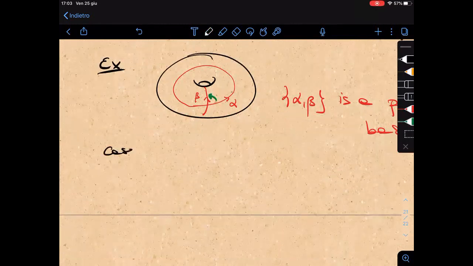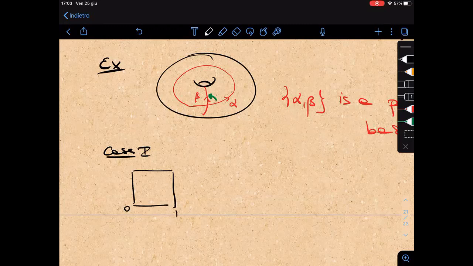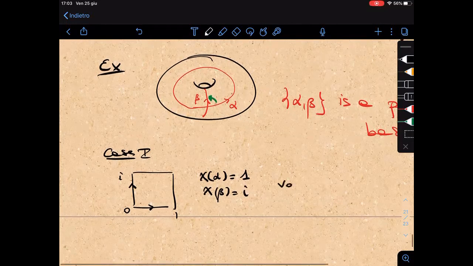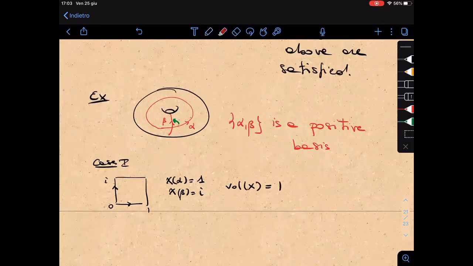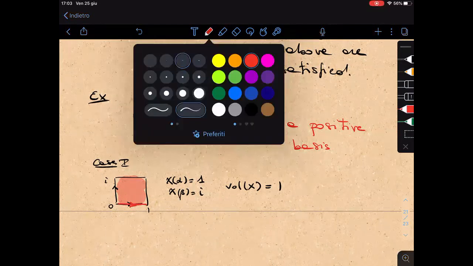Now, in one case we can think of the unit square 0, 1, i, and suppose that chi alpha is equal to 1 and chi beta is equal to i. Then the volume of chi is equal to 1. And if I look at the interior, maybe I can also use this red, and let me use another color here, say blue.